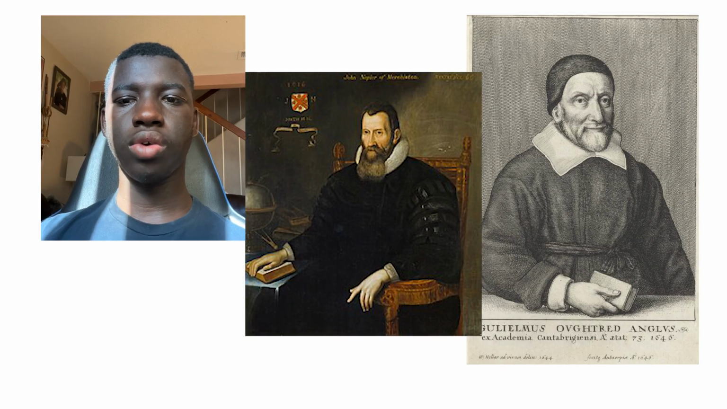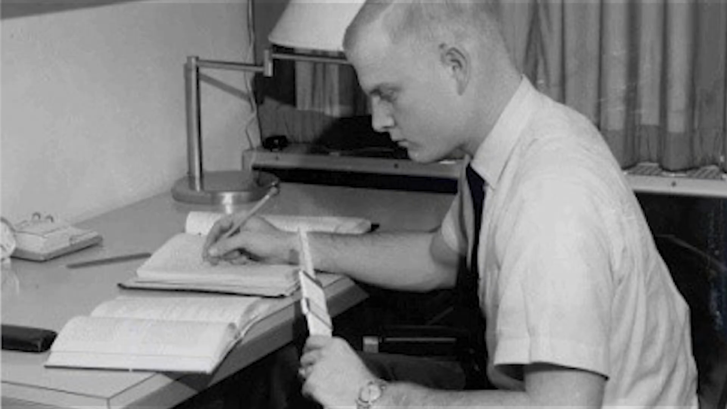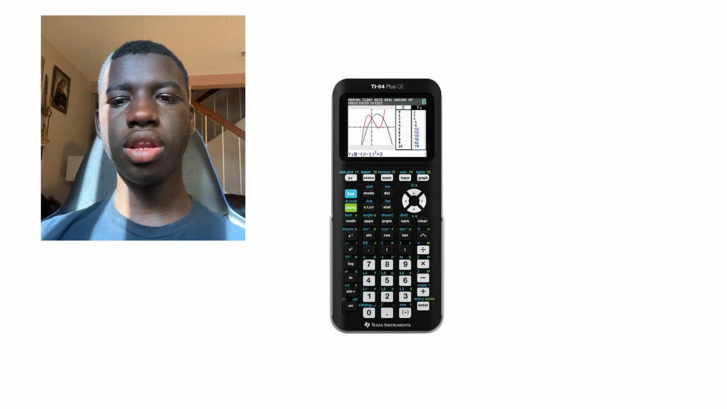The idea came from John Napier, who invented logarithms, and William Oughtred, who turned them into sliding scales. Engineers used them for decades. Even NASA used them during their Apollo missions. Today, they've been replaced by digital calculators, but they remain a powerful symbol of just how much people can do with math and clever design.